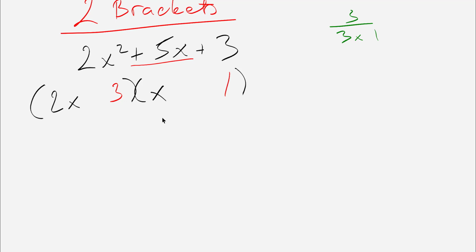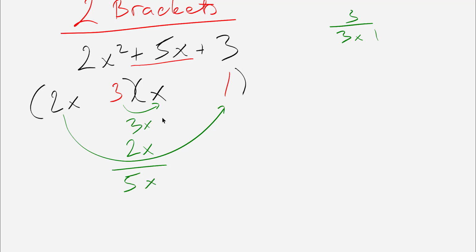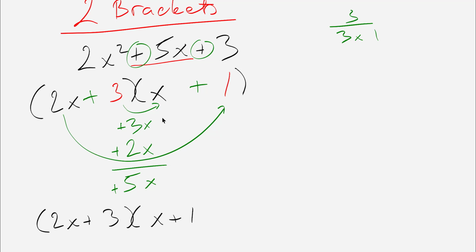So if I multiply 2x by 1, I'll get 2x. If I multiply 3 by x, I'll get 3x. And when I combine those and add them, I'll get 5x as long as they're all pluses. And in this case, because in the question everything was a plus, in the answer everything is going to be a plus. So you can see here, my result is 2x plus 3 times x plus 1.